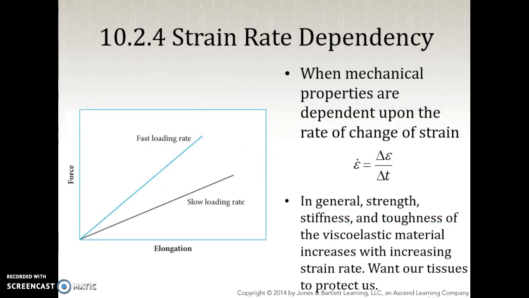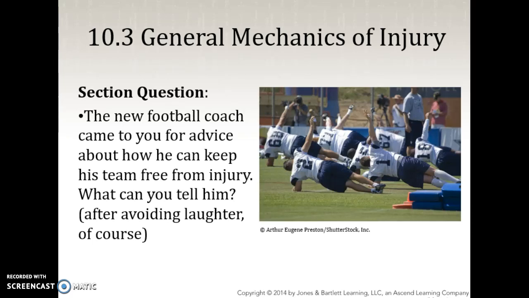Then we have strain rate dependency. So when mechanical properties are dependent upon the rate change of strain. To think of it, the rate of strain is how quickly the strain is changing over time. So in general, strength, stiffness, and toughness of the viscoelastic material increases with increasing strain rate. So this helps our tissues actually protect themselves.